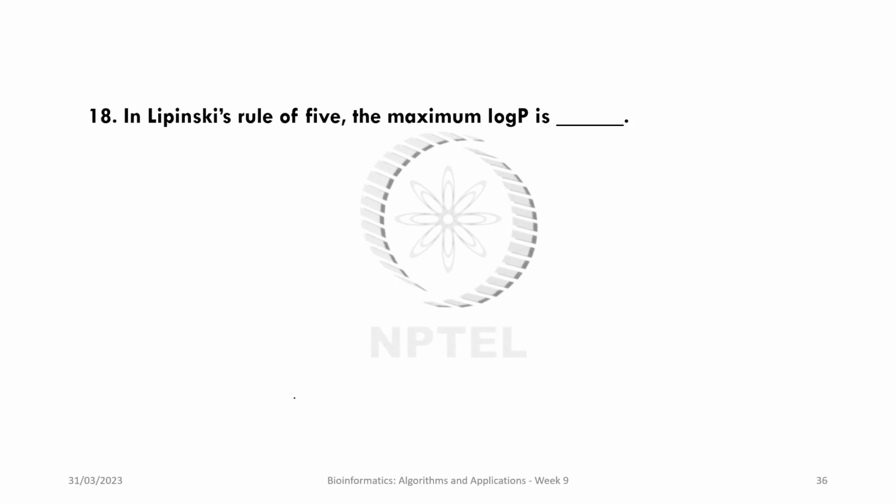Okay, question 18. In Lipinski's rule of 5, the maximum log P is. Thank you, Devangana. Thank you, Nagamani. So the answer is 5. Not greater than 5, so it has to be less than or equal to 5. Therefore, the maximum will be 5.